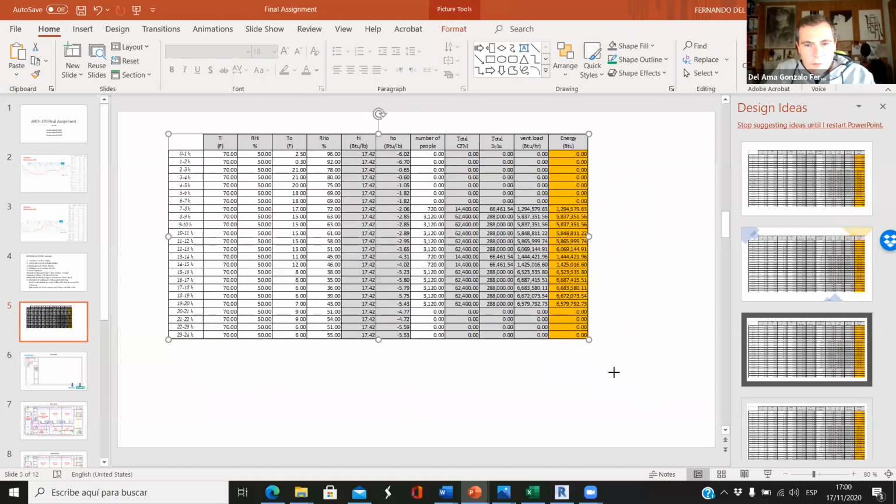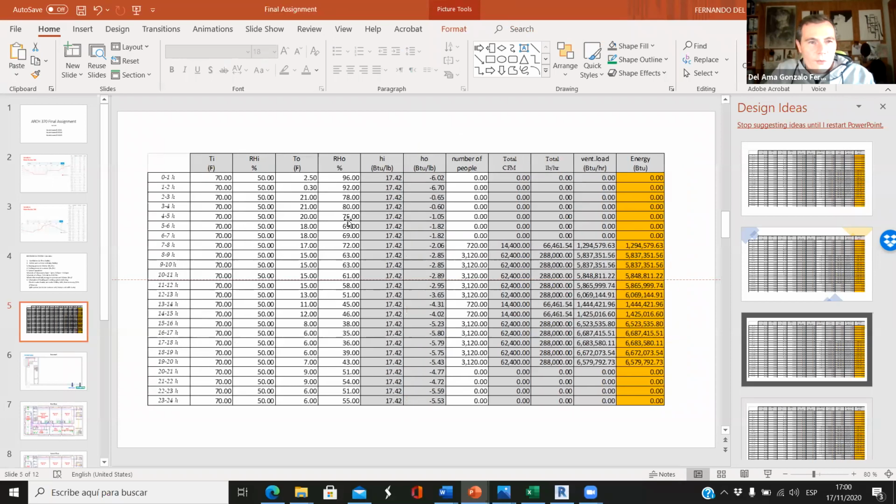So on this table, we do have the indoor and outdoor enthalpy. The indoor enthalpy is constant because the indoor temperature doesn't change, but for the outdoor enthalpy, since the temperature and relative humidity are changing, the outdoor enthalpy will be changing as well. This is the number of people, the total CFM. By changing the number of people, automatically the total CFM changes as well. And this is the ventilation load.